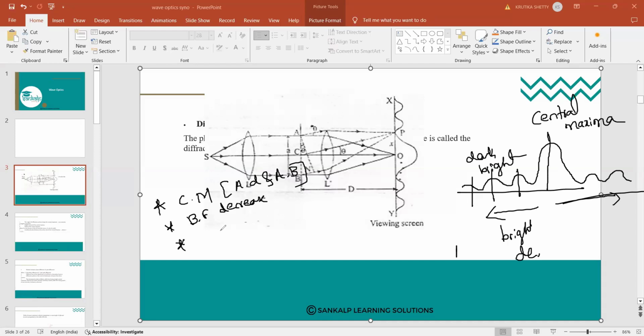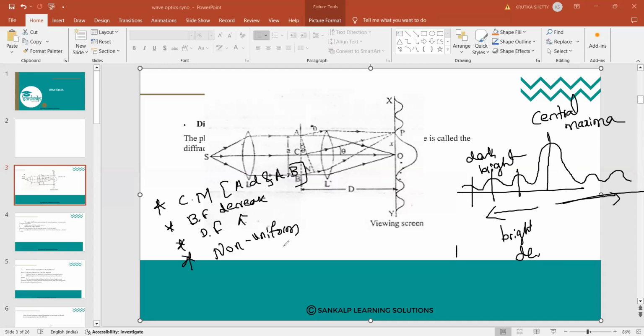The next point: the bright fringe intensity decreases, and the dark fringe intensity increases as you go away from the central maxima. Also, the width of the fringe is non uniform, meaning the distance is not equal, there is a wave difference each time. It is in a non uniform pattern.